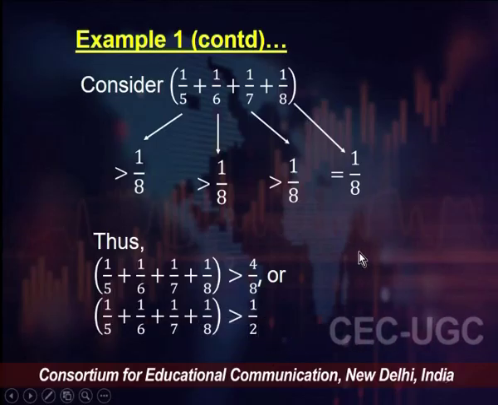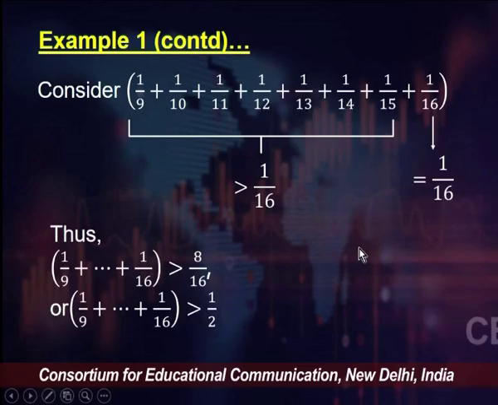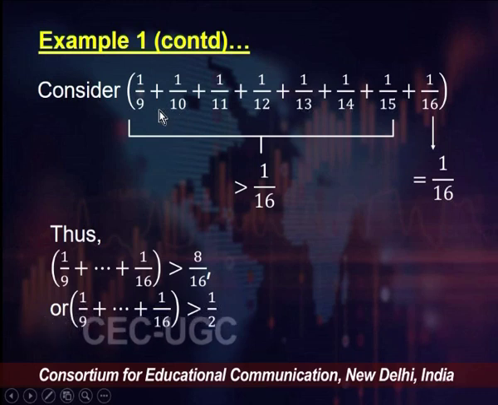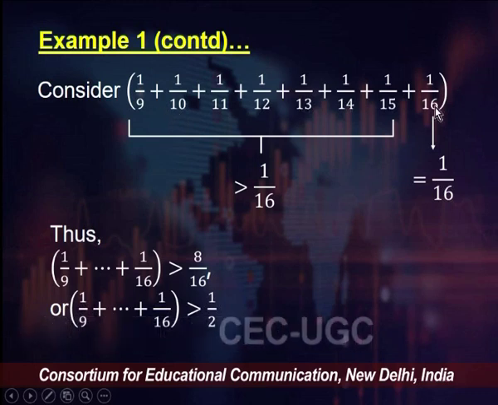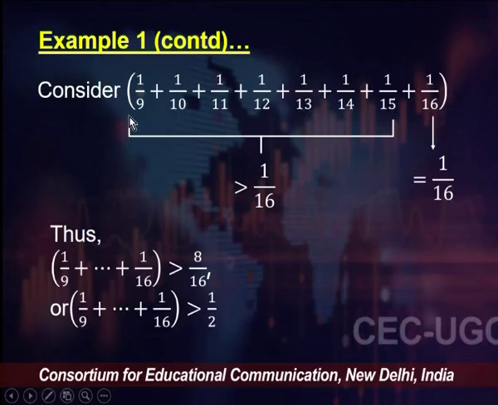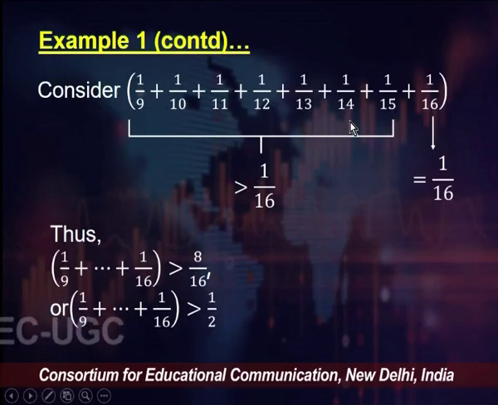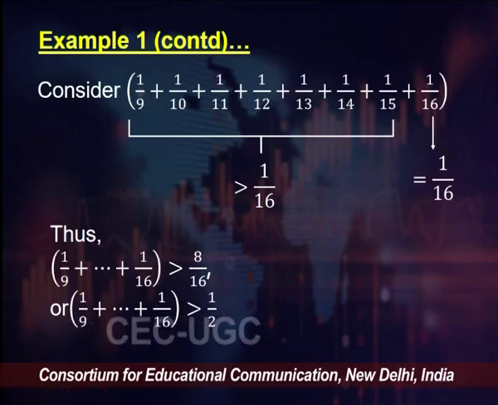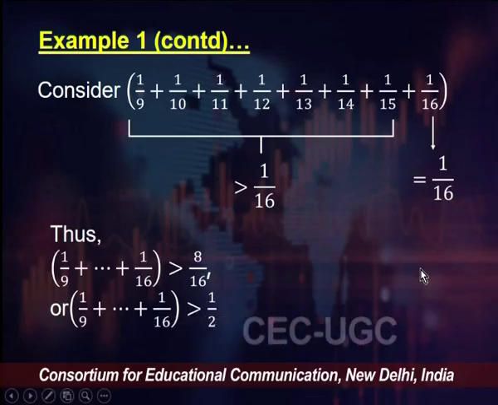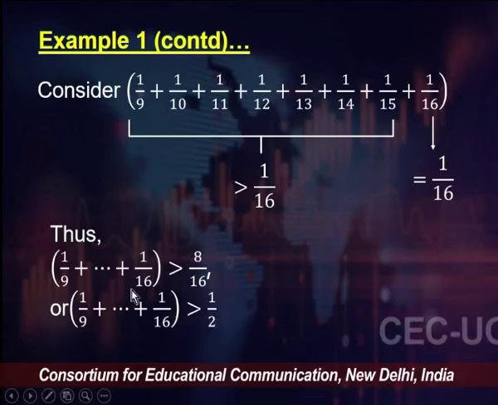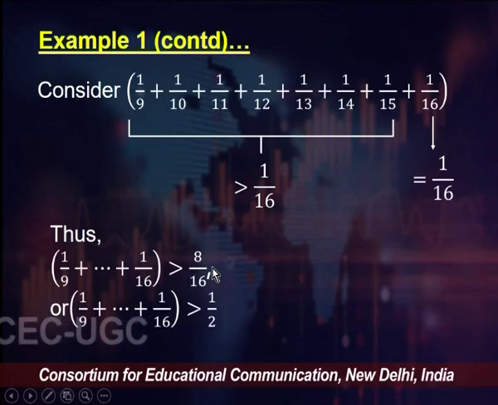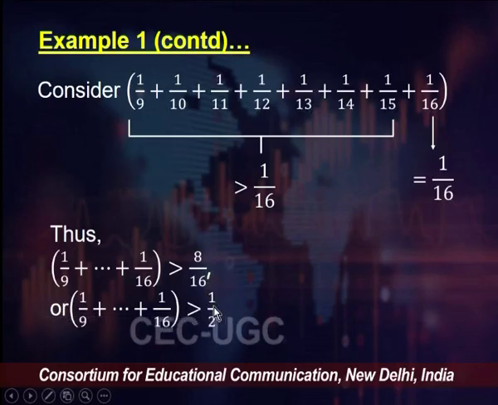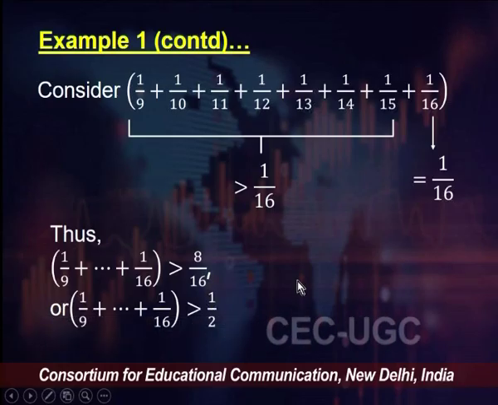Okay. Similarly, let's look at the next grouping. Here we have 8 terms. The last term is 1 by 16, so that will be a point of reference. 1 by 9, 1 by 10 and all of these 7 terms are greater than 1 by 16. The last term is exactly equal to 1 by 16, so the entire sum is going to be greater than 8 by 16. There are 8 terms, right? And that is nothing but half. So it's a beautiful pattern that is emerging.